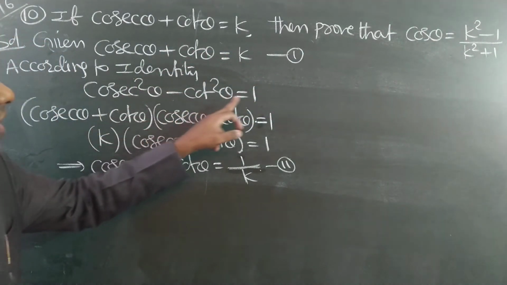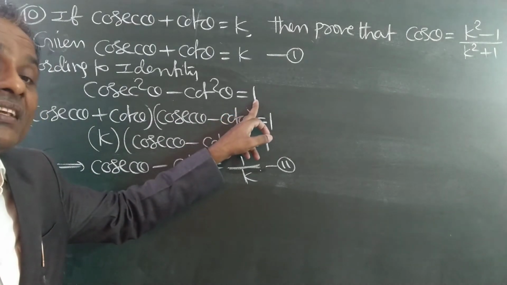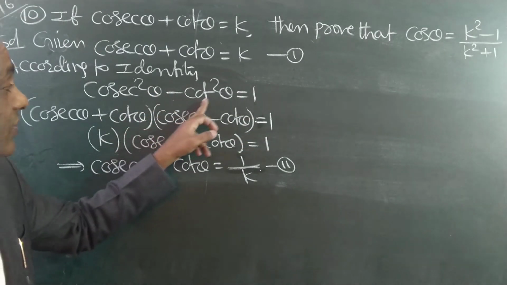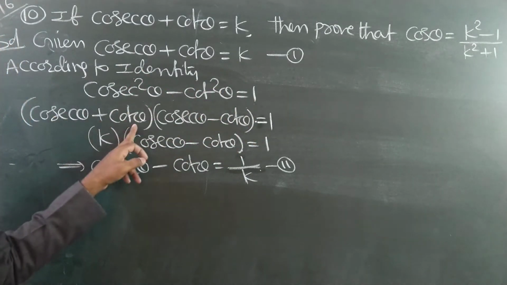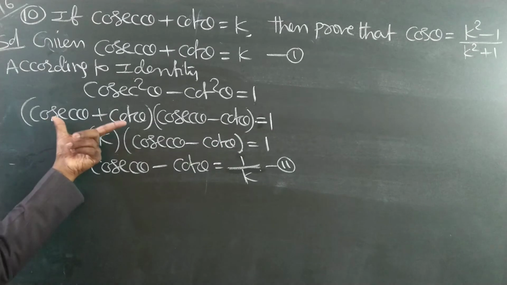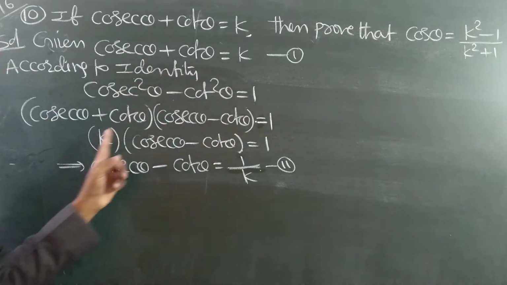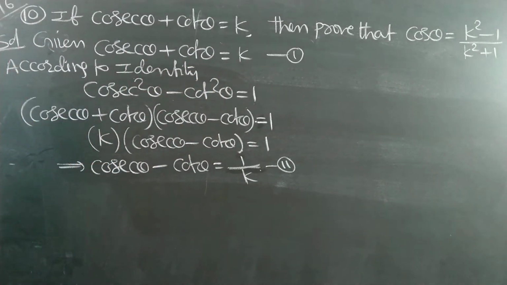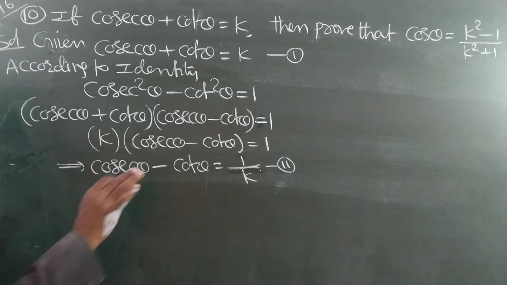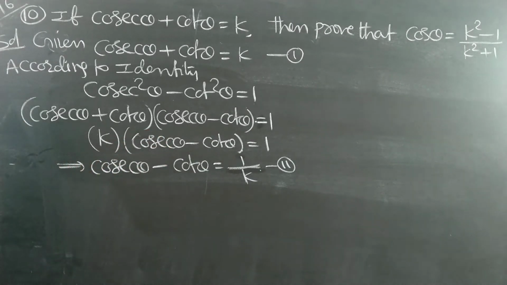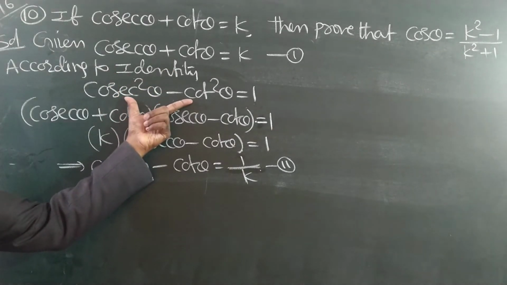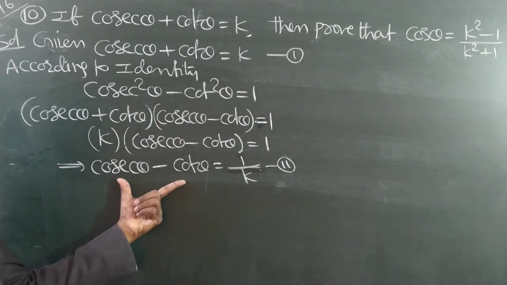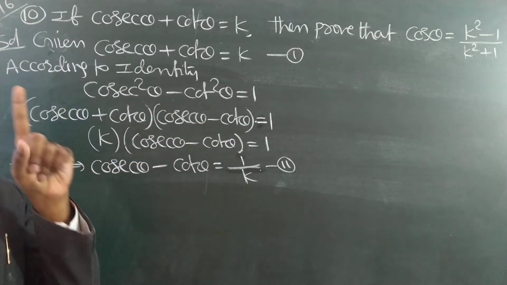Cosecant square minus cot square is equal to 1 is the identity. A square minus b square is a plus b into a minus b. So cosecant theta plus cot theta is k, and the other is 1 by k. Now don't write, because this is a little confusing problem. You have to remember the steps also. First remember this, and after that, up to here you can do. After that you have to remember one more step.